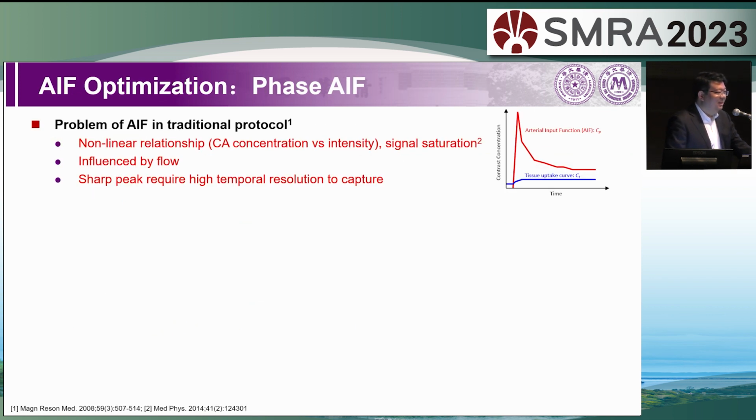Another way to optimize the whole process is to deal with the AIF. The AIF actually has some problems in traditional protocols. First is the signal saturation problem, which is caused by the T2 and T2-star effect of the contrast agent. Our DCE acquisition is usually T1-weighted, but the contrast agent has T2 and T2-star effects. Secondly, it could be influenced by flow. And lastly, the sharp peak of the AIF requires high temporal resolution to capture.